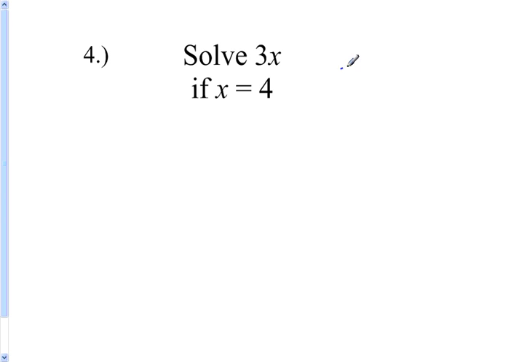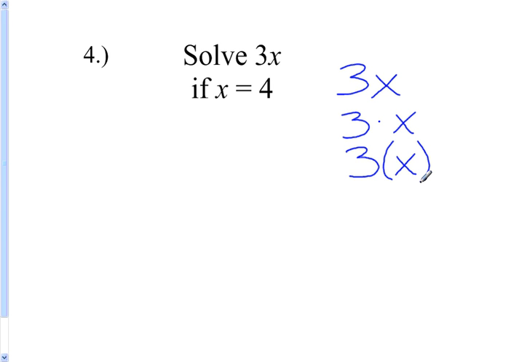What does 3x mean? When a number is right next to a letter in a math problem, it means multiplication. So 3x is the same thing as 3 times x, or 3 parentheses x.